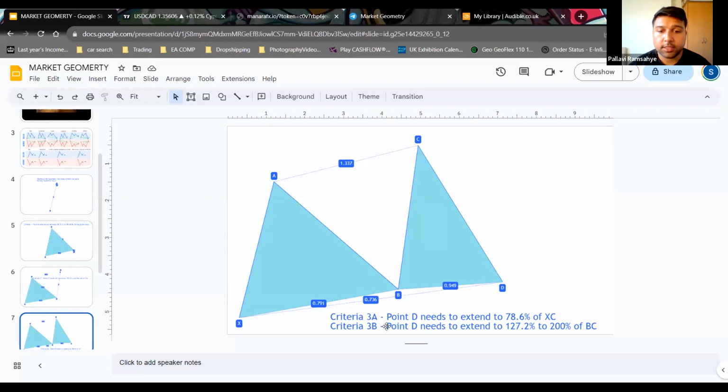And then the second confirmation for point D, we are looking for it to extend between 127.2% and 200% of BC. Again, BC being the placement for the Fibonacci retracement tool, so you place it from the bottom here, which is B, to the C point here. Once that has been placed, you can look for the price to fall between these percentages. And once all of these criteria have been met, we can then look to enter the market. So I'm going to go back into slideshow.